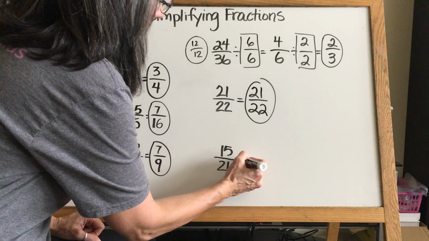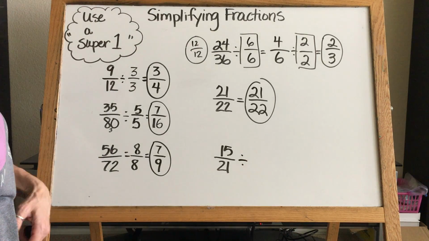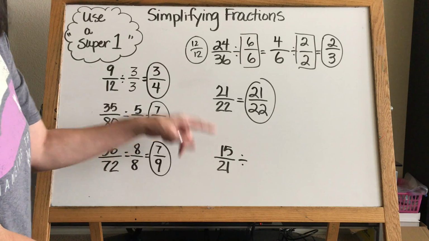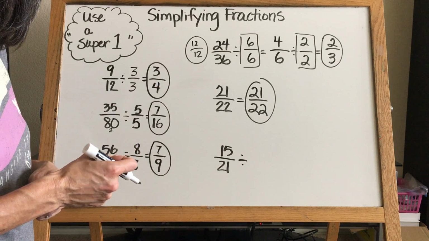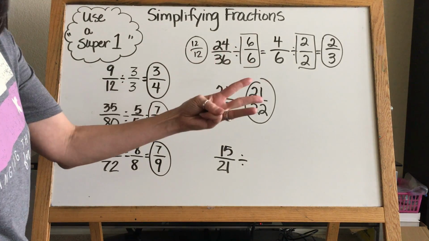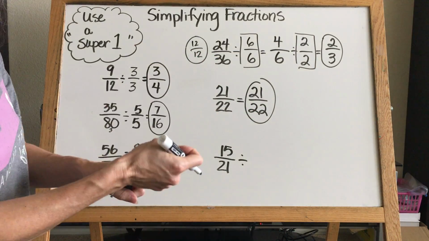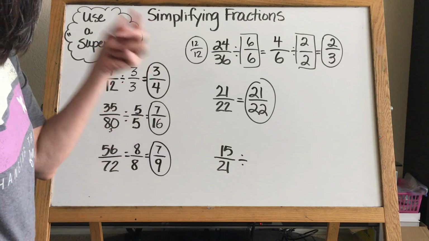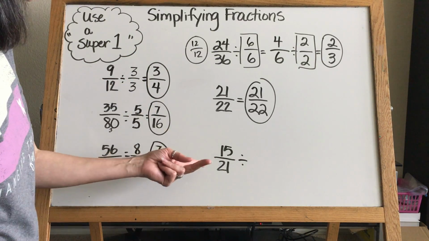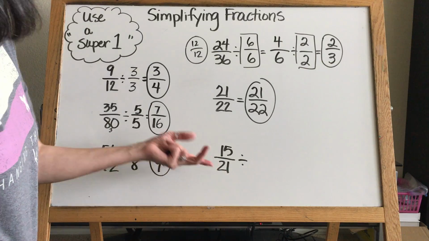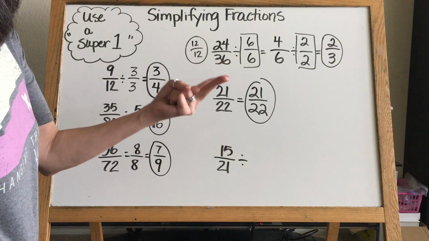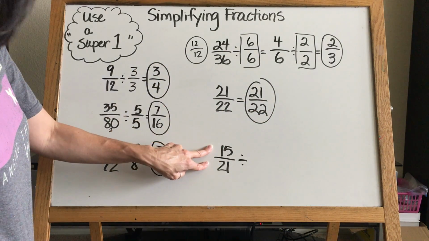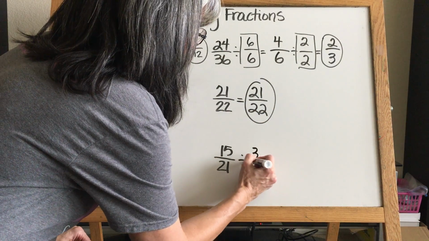All right, we're looking at 15 over 21. Let's look at our top number first because it's usually the smallest. What makes 15? We know 5 goes in because it ends in a 5. So 5, 10, 15. We know 5 times 3 is 15. Do either one of those numbers go into 21? Is 3 or 5 a factor of 21? We know 5 isn't because 21 doesn't end in 5. But 3, 6, 9, 12, 15, 18, 21, 3 is. So what's our super one? It's 3 over 3.